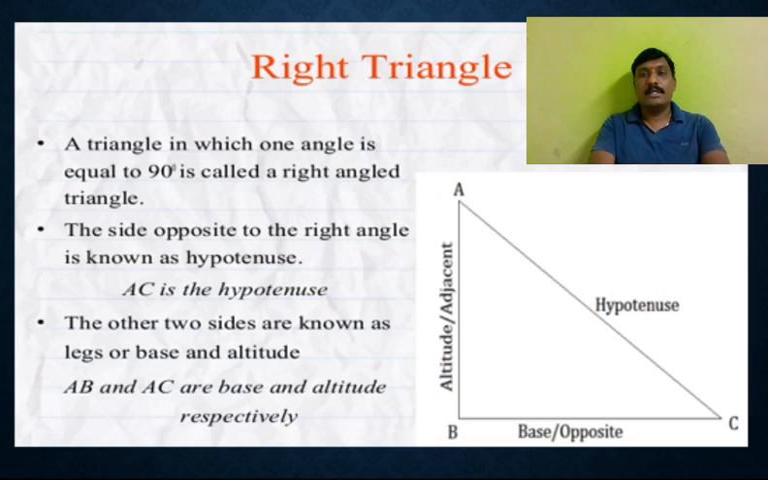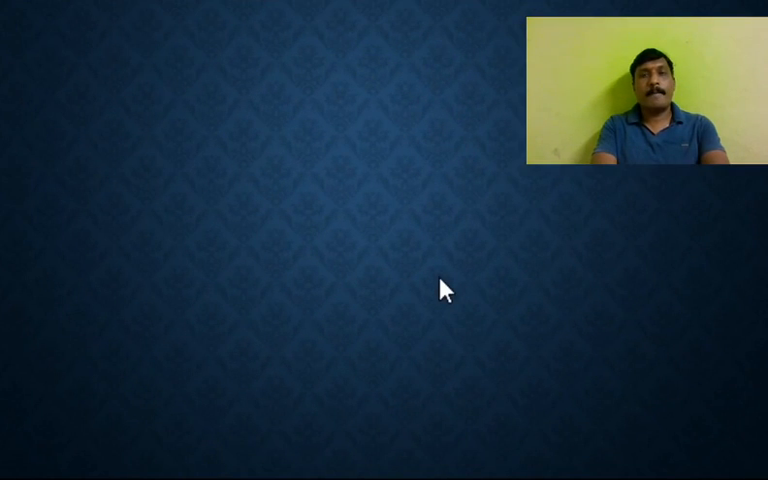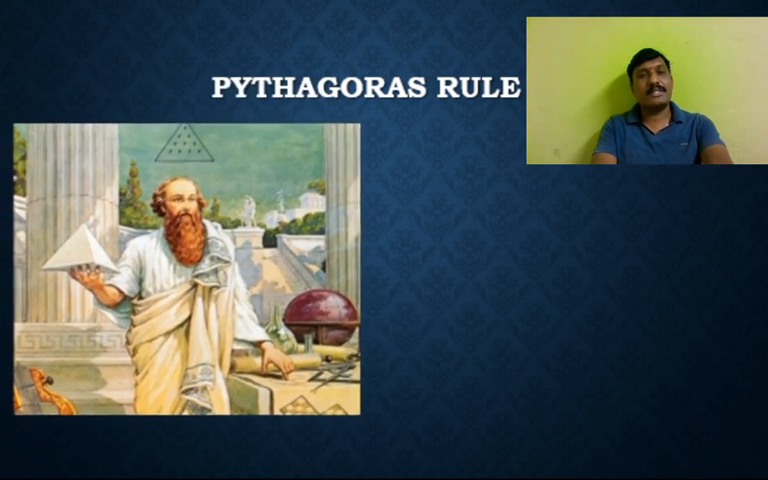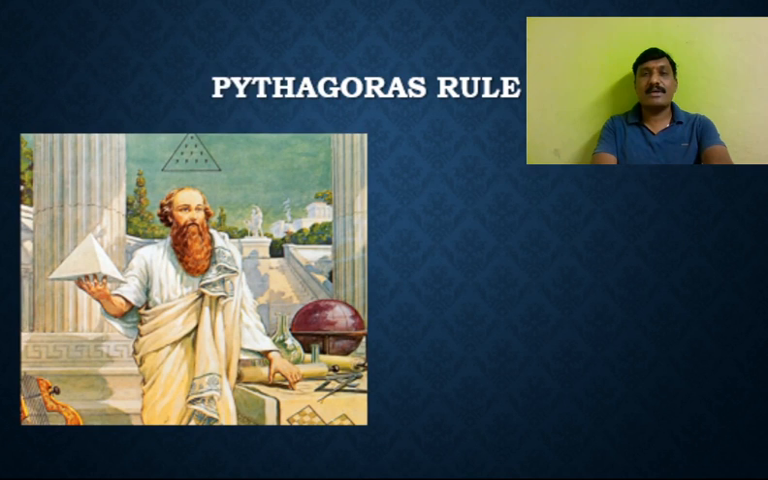Coming to the next part, the Greek mathematician Pythagoras has given the relation between the sides of a right angled triangle.